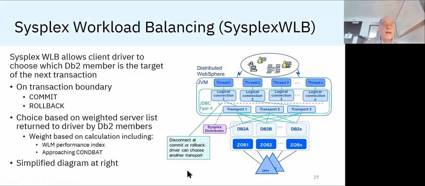The point is that at a transaction boundary, the driver can choose to use a different transport and go to a different member of the data sharing group after a commit or a clean rollback. And the choice as to which member to go to will be based on the weighted server list that DB2 returns to the driver every so often. That includes information like the WLM performance index, or whether or not this DB2 is approaching ConDBAT, or if there are other constraints in a DB2 or an LPAR. So this diagram at the right is a relatively simplified one to give you an idea where Sysplex workload balancing fits in. So we definitely talk to customers about taking advantage of that.